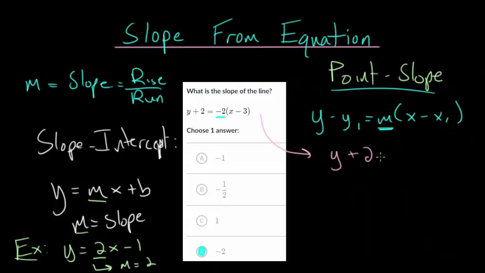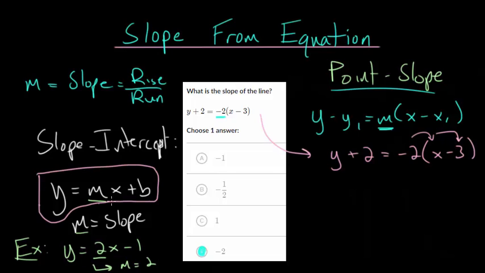So let me rewrite this as y plus 2 equals minus 2 times (x minus 3). And the first step is distribution. So I've got to get rid of those parentheses so that I can get y equals mx plus b and figure out the coefficient on x. So when I distribute, minus 2 times x is just minus 2x. Minus 2 times minus 3 would be a positive 6.